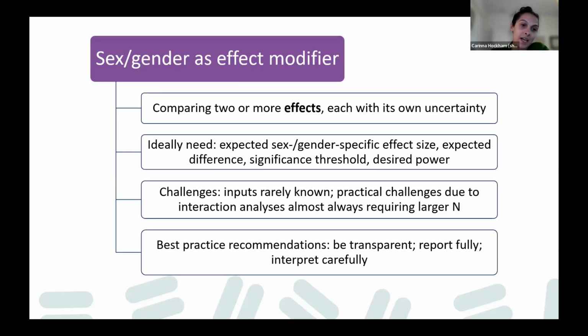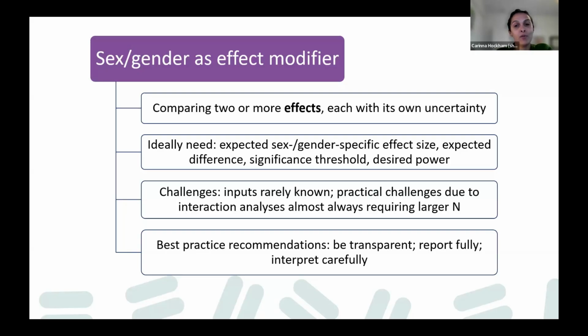When you treat sex or gender as an effect modifier, you're assessing whether the effect of a given exposure differs between groups. As a result, you're no longer estimating a single effect, you're estimating two or more subgroup-specific effects, each with its own uncertainty, and then comparing those. And so, in order to plan a sample size for this kind of comparison, you would ideally need the expected effects in each subgroup and the difference you want or expect to detect. The challenge is that we often don't have this information, and I would hope that as sex and gender informed research becomes more routine, these inputs should become more available, but right now they usually are not.